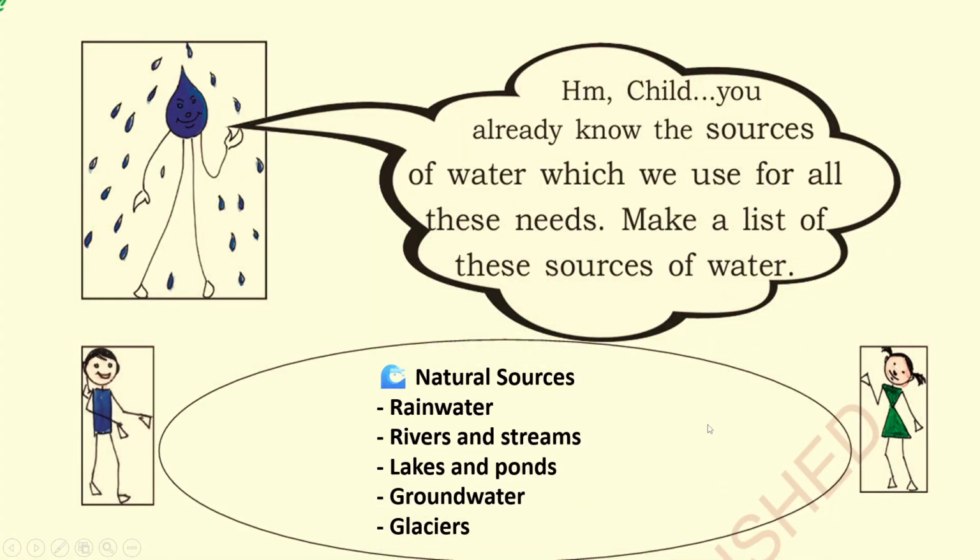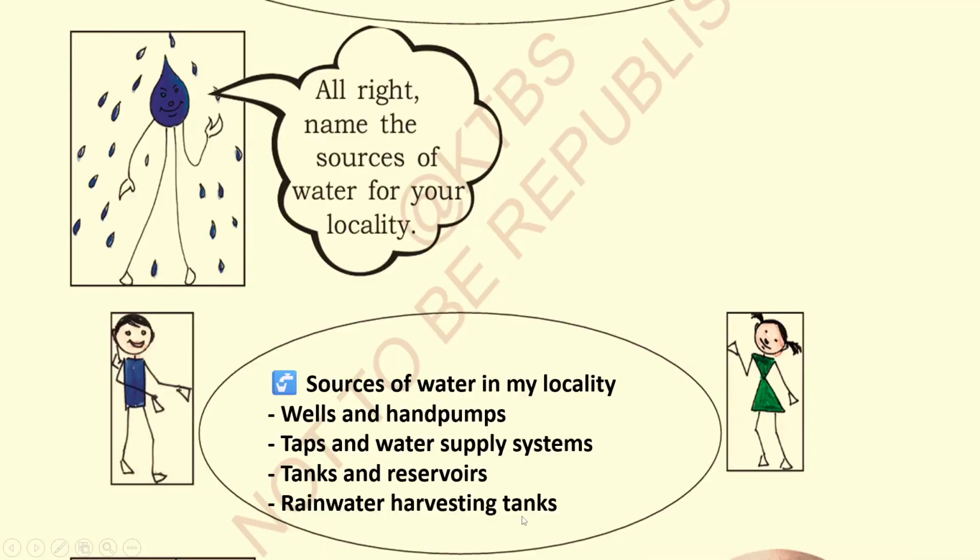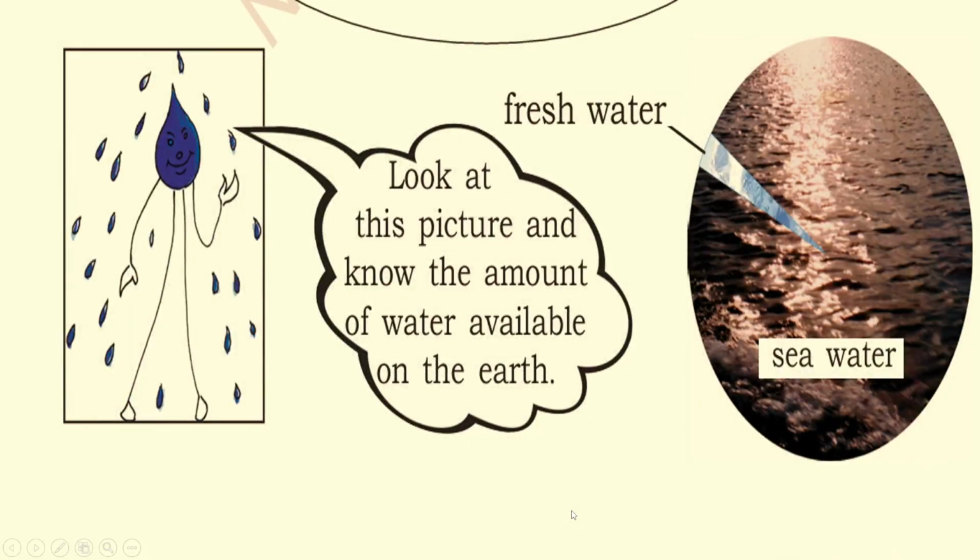Then, child, you already know the sources of water which we use for all these needs. Make a list of these sources of water. Natural sources of water are rainwater, rivers and streams, lakes and ponds, groundwater, glaciers. All right, name the sources of water for your locality. Sources of water in my locality: wells and hand pumps, taps and water supply systems, tanks and reservoirs, rainwater harvesting tanks.